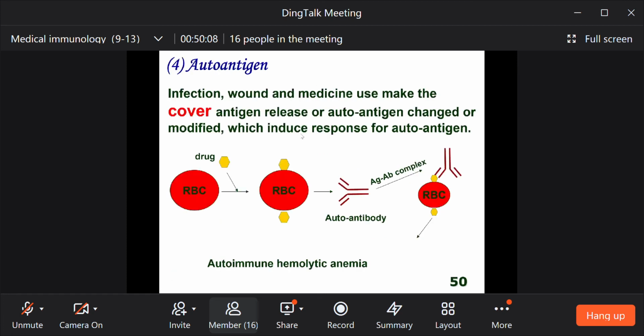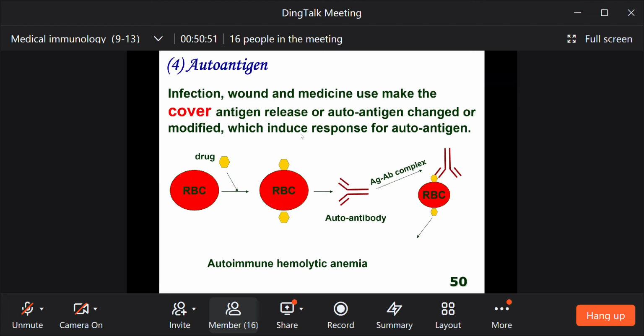And the fourth one, autoantigen. Autoantigen arises after an infection, or after wounds and medicine are used, which makes a covered antigen be released or other antigens changed or modified, which induces a response to the autoantigen. We can see this diagram. The RBC is a common red blood cell, and the drug is also common.